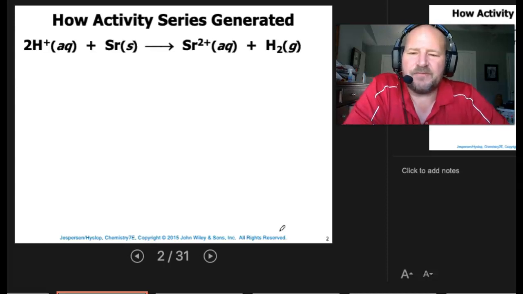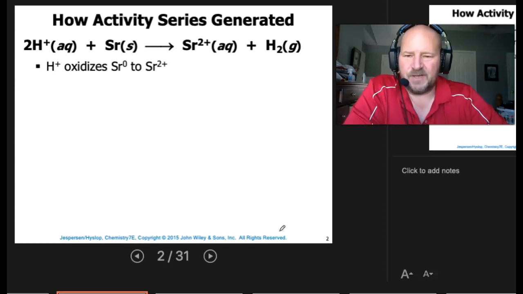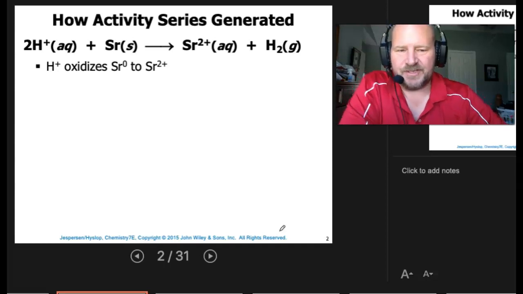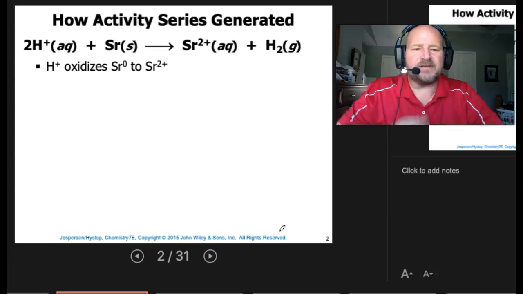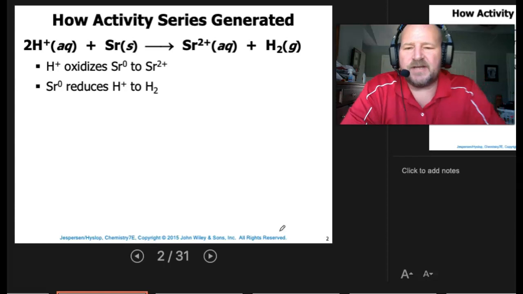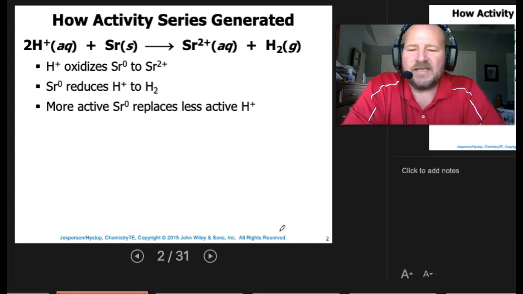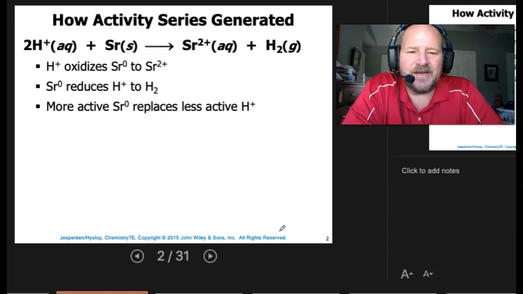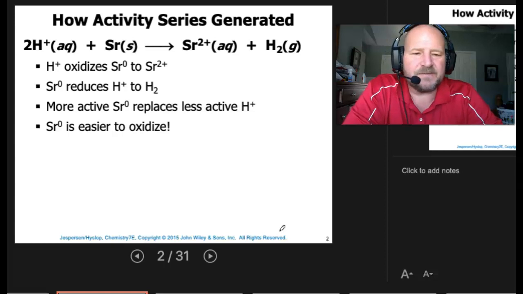If we take acid and react it with strontium metal, we end up with a strontium ion, and hydrogen gas is observed to come off the reaction. This simply means that H+ oxidizes the strontium metal to Sr2+. That means the strontium reduces the hydrogen from H+ to elemental hydrogen, whose oxidation number is 0. We can also say that the more active strontium replaces the less active H+, and so strontium is easier to oxidize. That's what that's telling us.